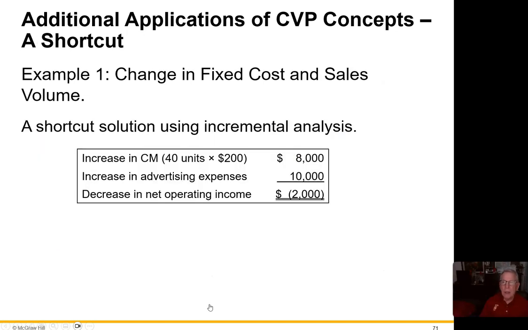Okay, so here, looking at this incremental analysis, we can change the fixed cost and the selling volume. So if we got an additional 40 units, from 500 to 540, our increase in contribution margin, with this contribution margin per unit, is $8,000. But we had an increase in advertising expenses of $10,000. So we had a decrease in net operating income of $2,000.